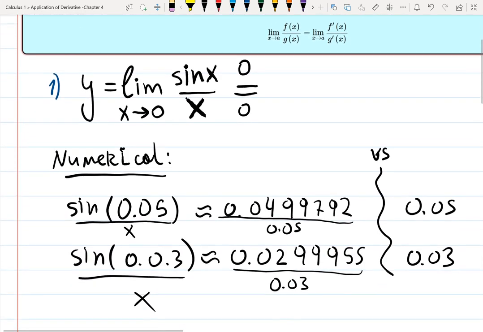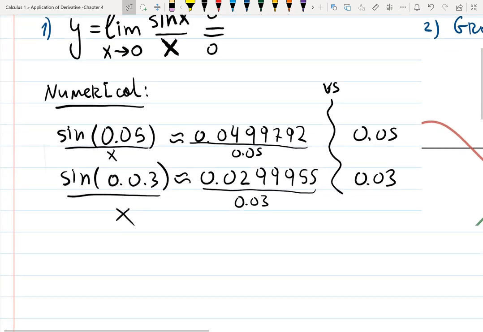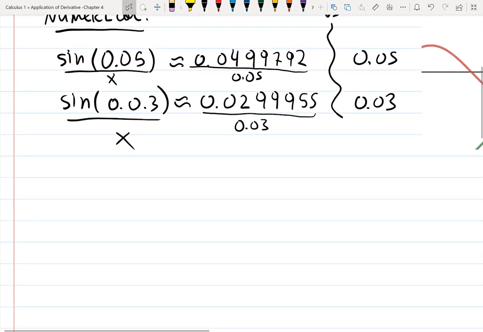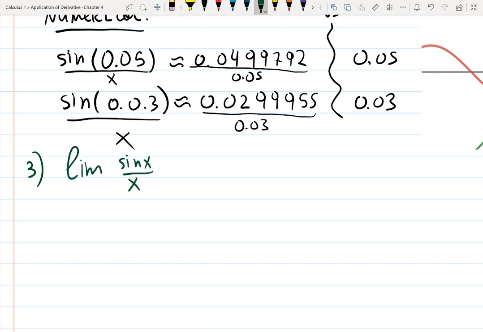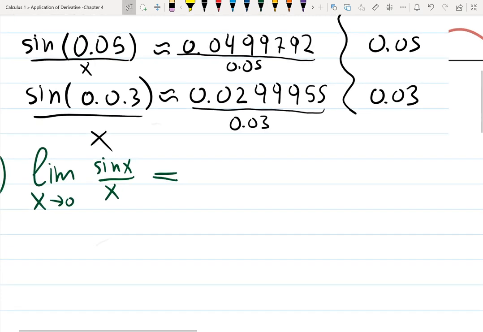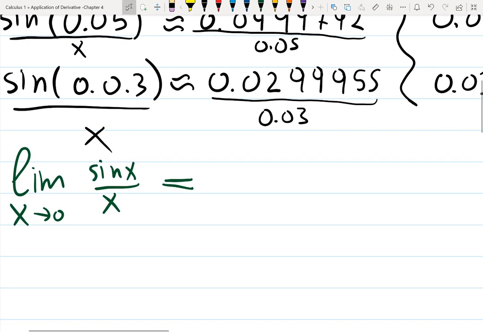So let's try to use this idea we just had. This idea number 3. We're working with the limit sine x over x when x approaches 0. Before start using L'Hopital's rule, you have to justify that you can do that. To justify, you need to check that you have 0 over 0 or infinity over infinity case.